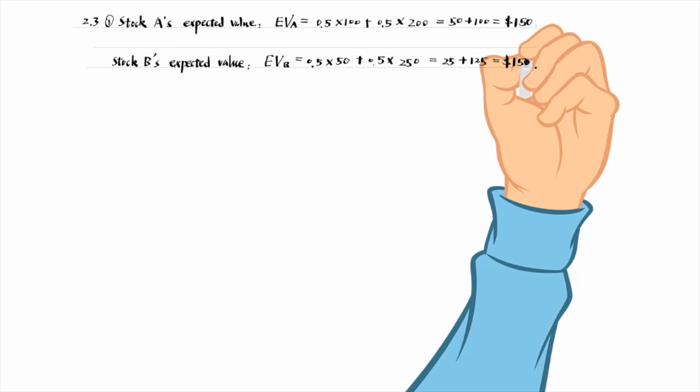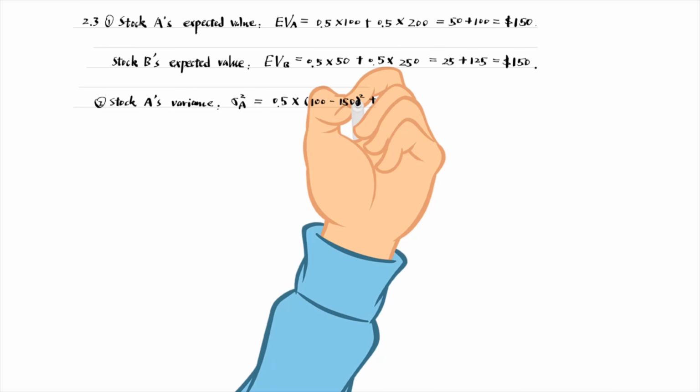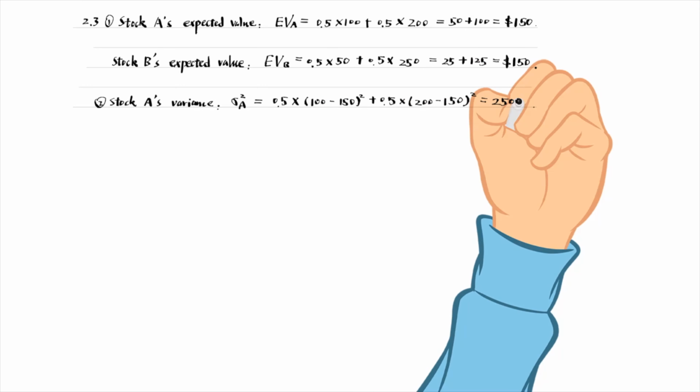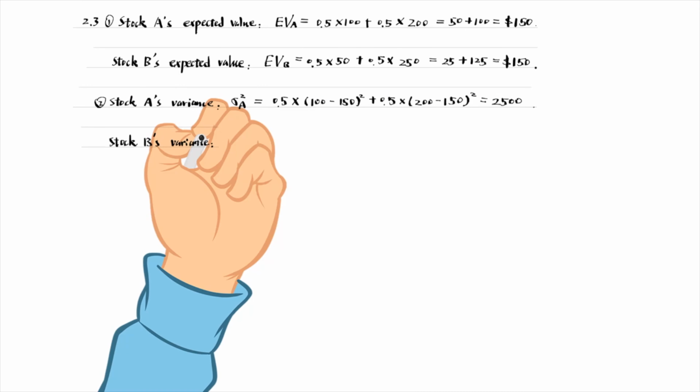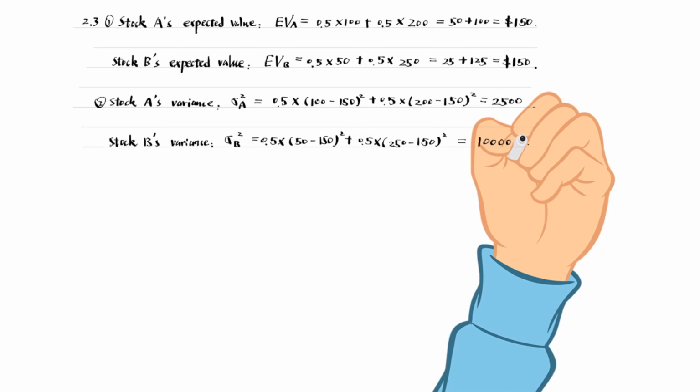In the second step, we compute the variances of the stocks. The variance is the weighted average of the squared differences between the actual and expected values for each possible outcome, where the weights are the probability of each outcome. Stock B's variance is larger than Stock A's variance.